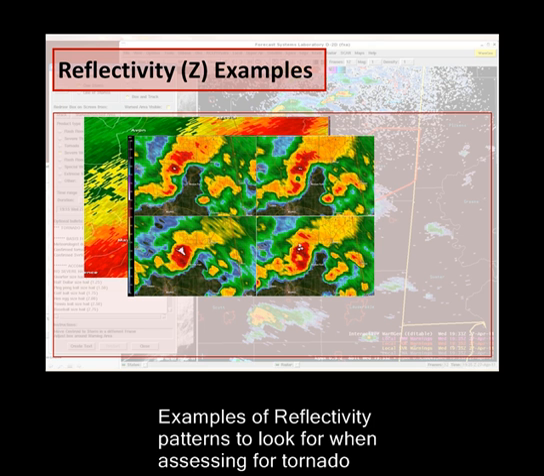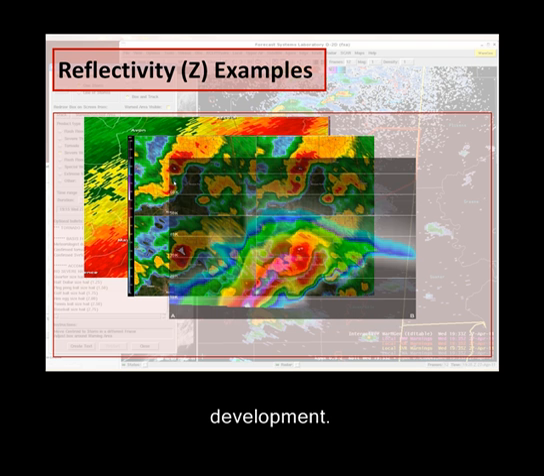And going up in the vertical, we notice that the stronger reflectivity values, or higher reflectivity values of yellow, oranges, and reds are overhanging this area of lower values. So this is indicative of a strong updraft.